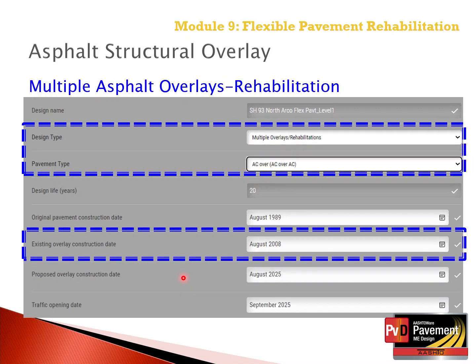An additional date is required for the multiple asphalt overlays and rehabilitation. Again, multiple overlays rehabilitation, AC over AC over AC, is the term used in the Pavement ME design software. So the additional date that's required for the multiple asphalt overlays is the existing overlay construction date. So there are four dates for the multiple overlays, and obviously one of those is the existing overlay construction date.